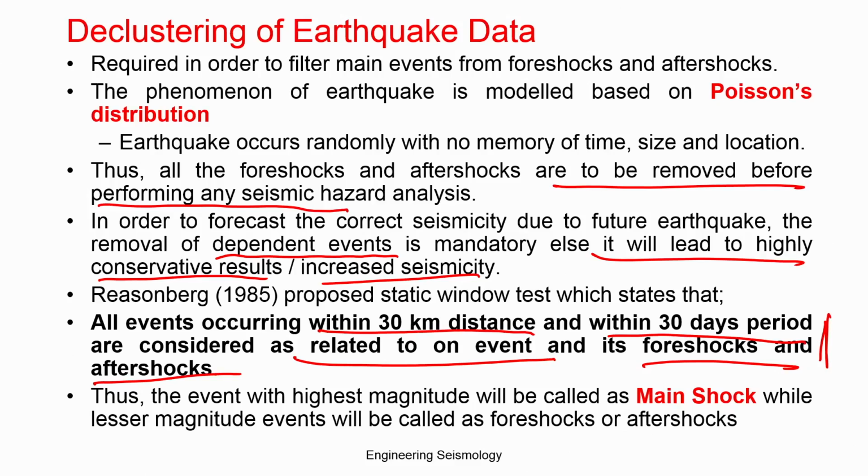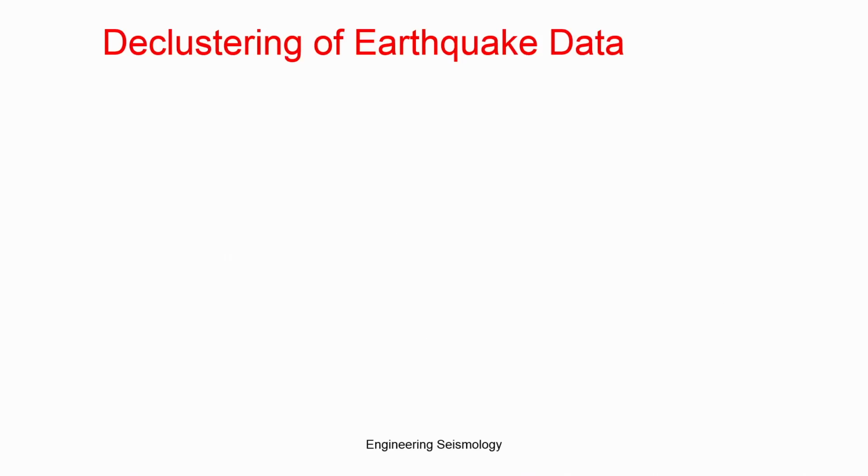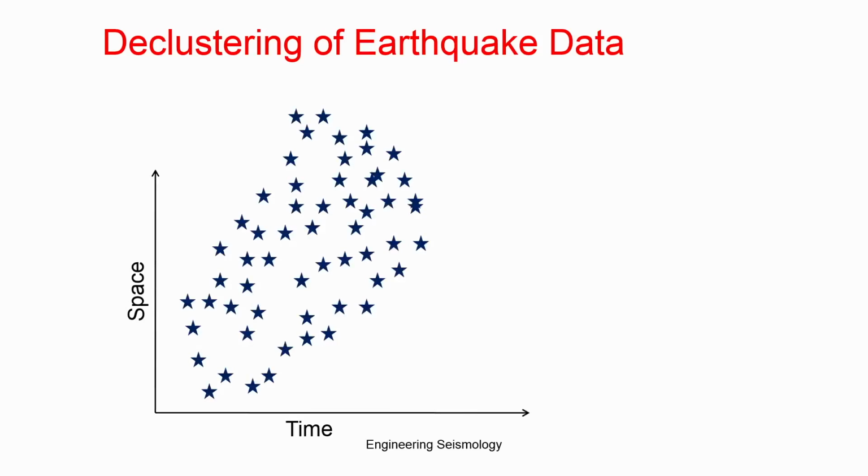Recently we are doing research to understand how the declustering window should be defined for Indian data. Maybe we will come up with results you can refer to in the future. The removal of dependent events from the main shock is the declustering process. So why declustering? If you look at earthquakes over time, this is the overall earthquake data you collected and converted, but the main events are only the red ones; the remaining aftershocks and foreshocks are repeated events.